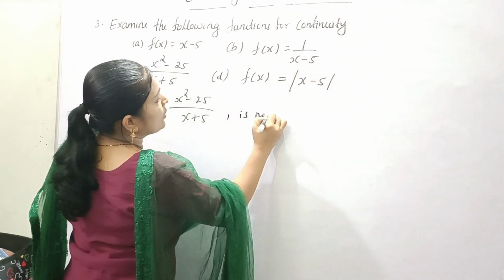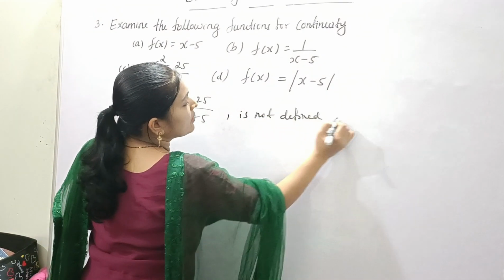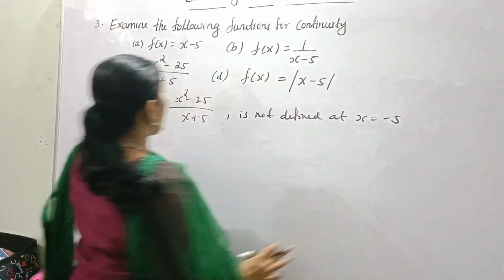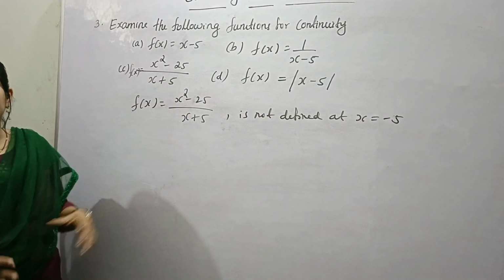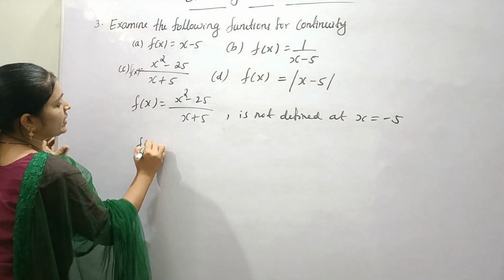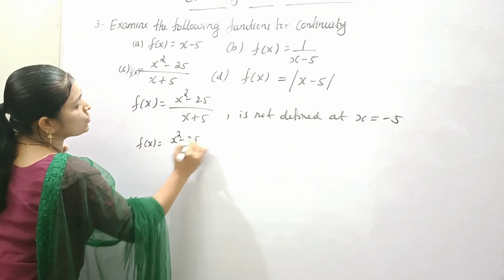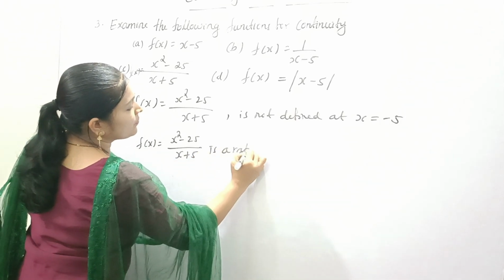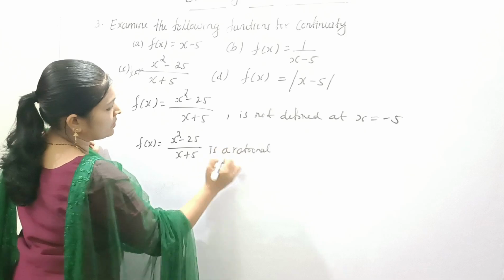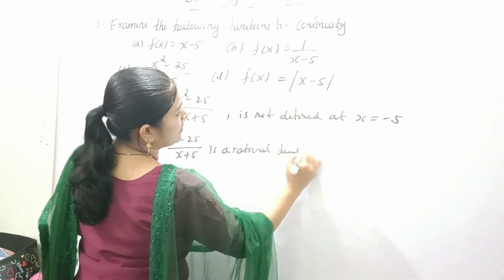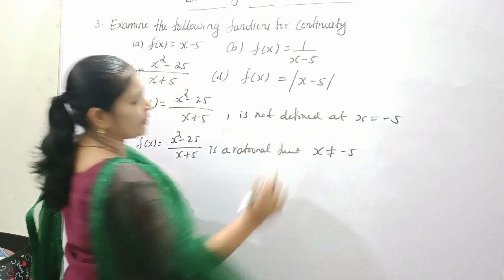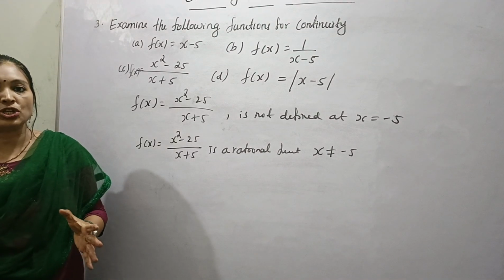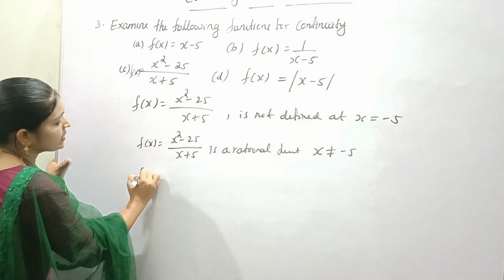Okay, it is not defined at x is equal to minus 5. Otherwise, this function is a rational function, right? So f of x is equal to x square minus 25 divided by x plus 5 is a rational function here, x not equal to minus 5. And we know every rational function is a continuous function, therefore this function is continuous.